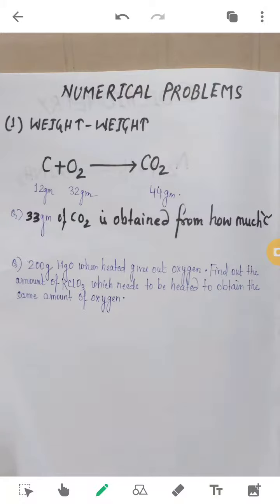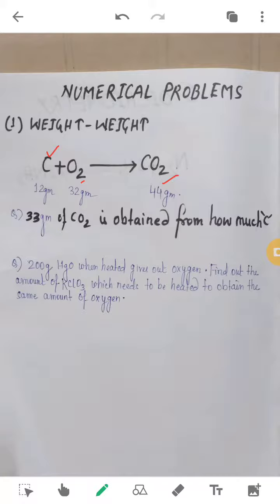We have numerical problems where the weight to weight relationship is given in terms of mass, what I have discussed now. So this reaction is very simple. C plus O2 gives us CO2, which directly means 12 gram of carbon, because it's an atom, an atomic state. 12 gram of carbon reacts with 32 gram of oxygen to give us 44 gram of carbon dioxide. So that's what is given to us.